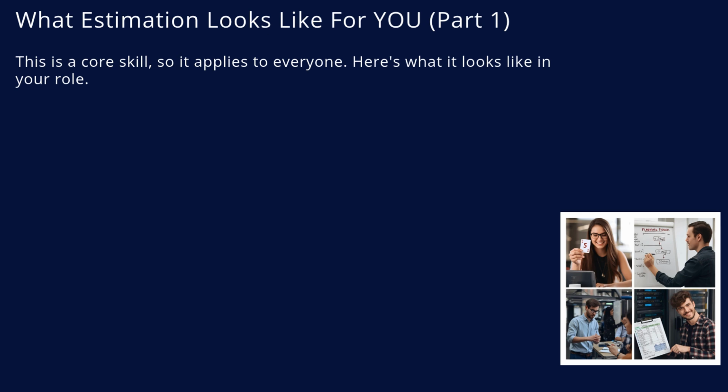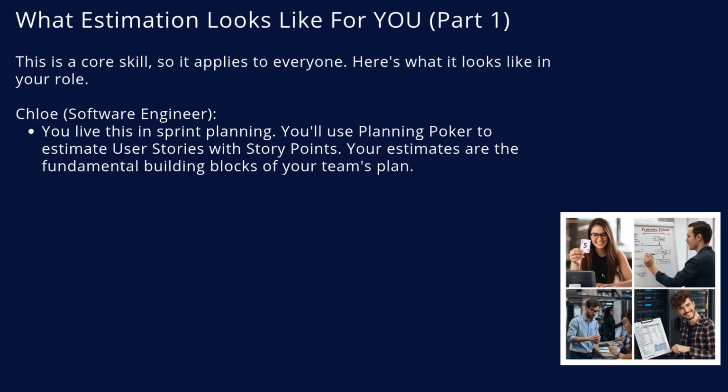This is a core KSB, so let's make it real for each of your pathways. The principle is the same, but the application is different. For you, Chloe, as our software engineer, you will live this in your Agile team. When you're in a sprint planning meeting and you play planning poker to estimate a user story, you are applying K15. Your 5 or 8-point estimate is a professional forecast of the effort, complexity, and uncertainty of that task.